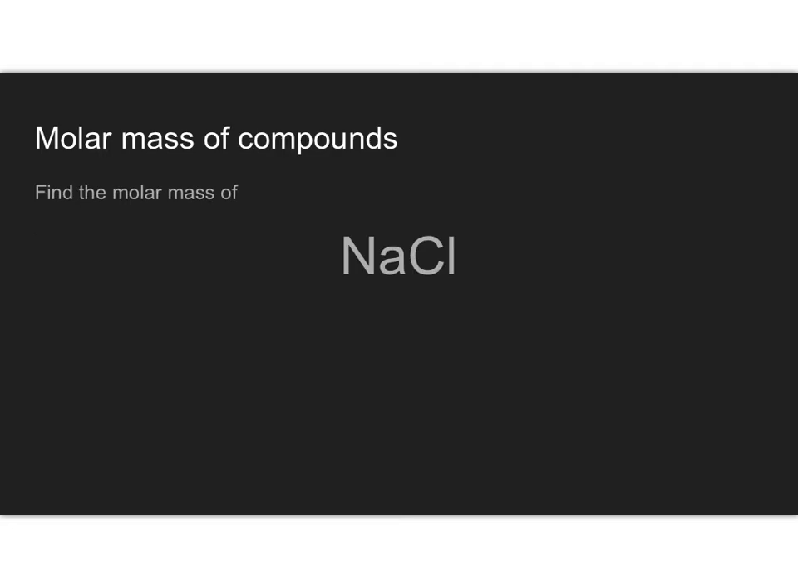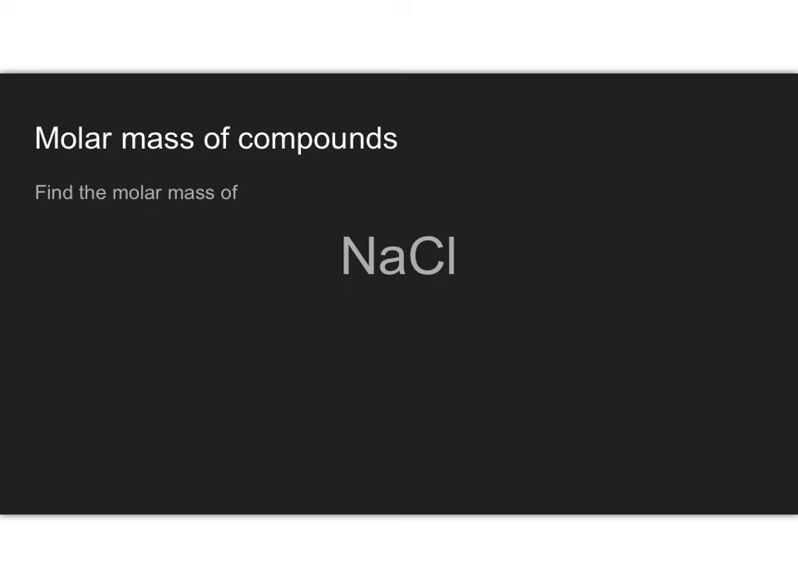Okay, so when we want to find the molar mass of an element, that's really easy. We just saw it. We look it up on the periodic table. It's got a number with it. That number is usually a decimal, but most of the time you can round it to a whole number. And that's it. That's the mass of the element. You put grams with it, and that's the molar mass.